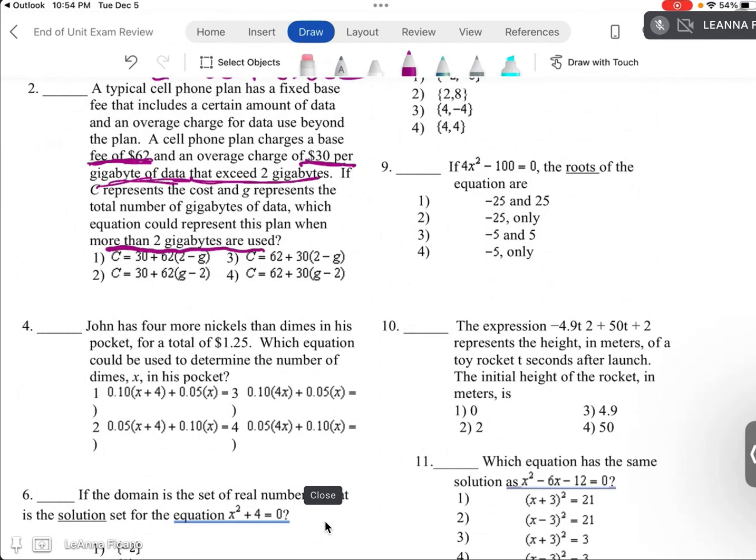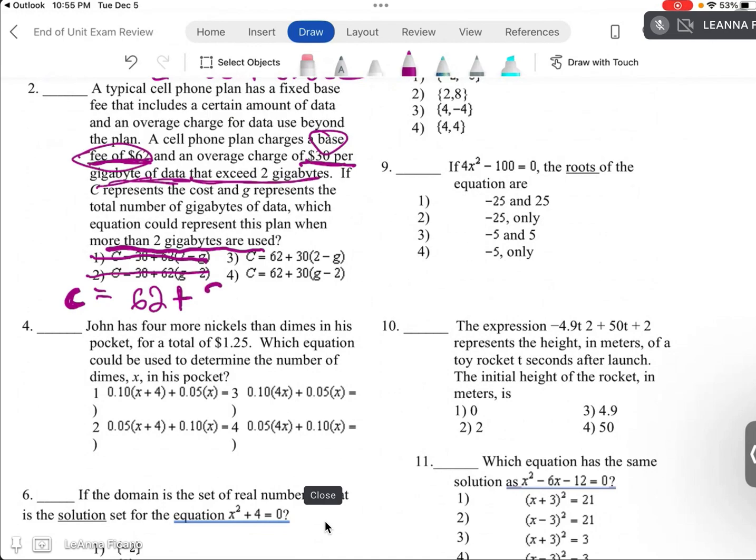Okay, so let's break some of this apart. C is the total. And we know that our base is $62, and if you know your vocabulary with linear equations, that's going to be a constant. So right away, I know this is wrong because it puts 30 as the constant. Now, let me take a look at this question again. It's $30 per gigabyte of data that exceeds 2 gigabytes. So after 2 gigabytes, it's going to be $30.